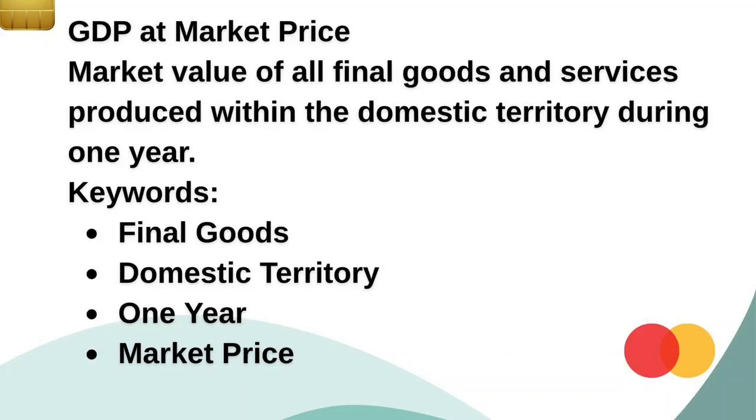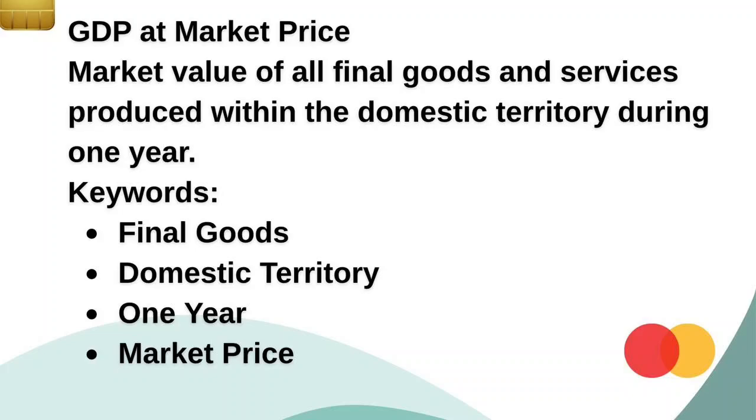GDP stands for gross domestic product. Gross means depreciation has not been deducted. When we deduct depreciation, then it becomes net. Domestic means production takes place within India's domestic territory, and product means goods and services produced, and market price means the value includes indirect tax and reflects the price paid by users.